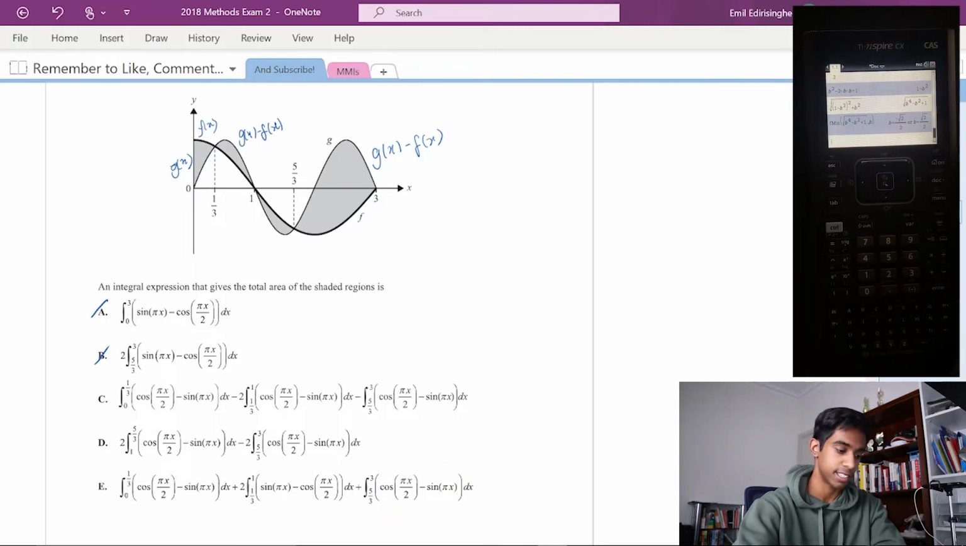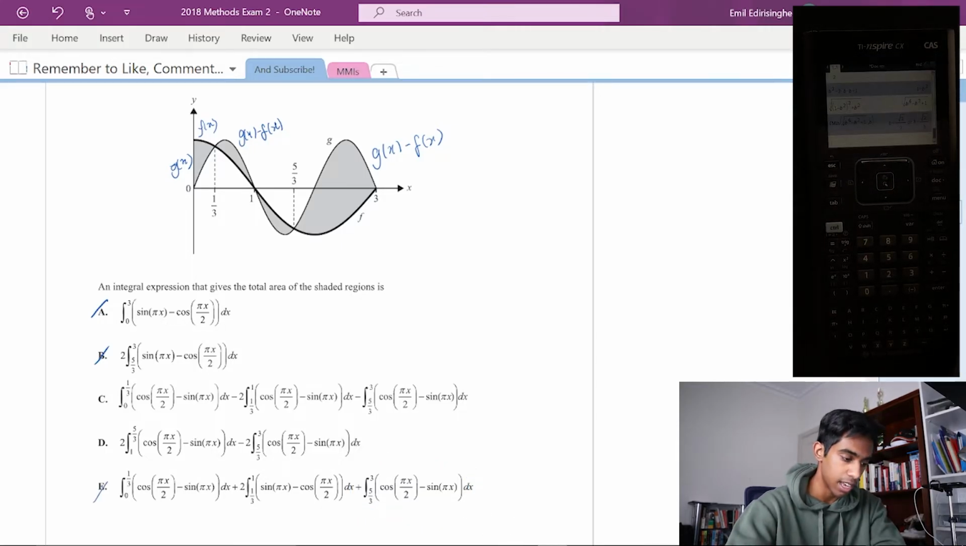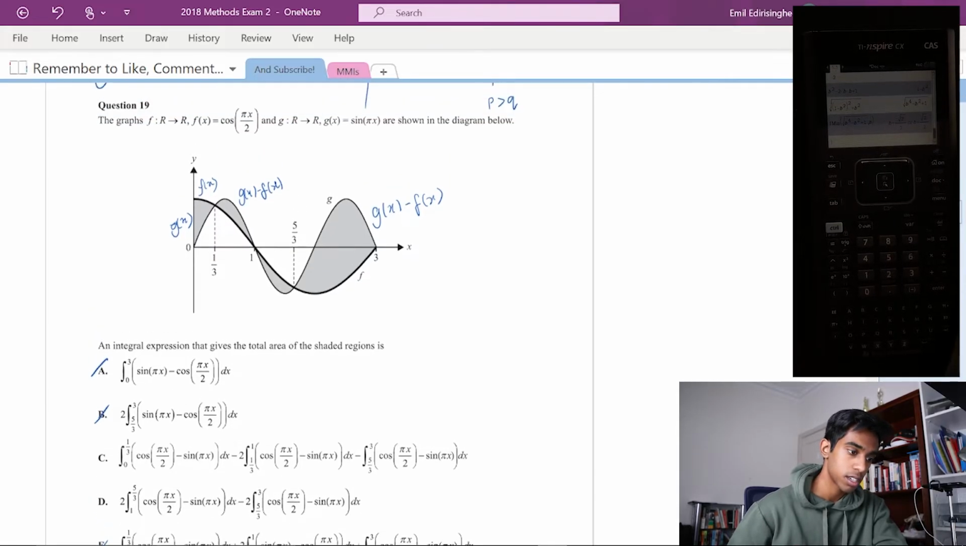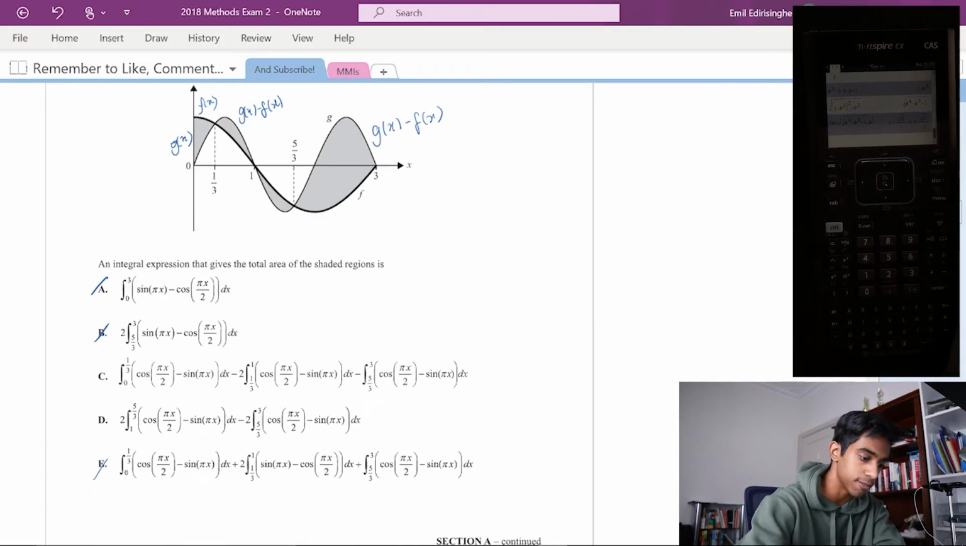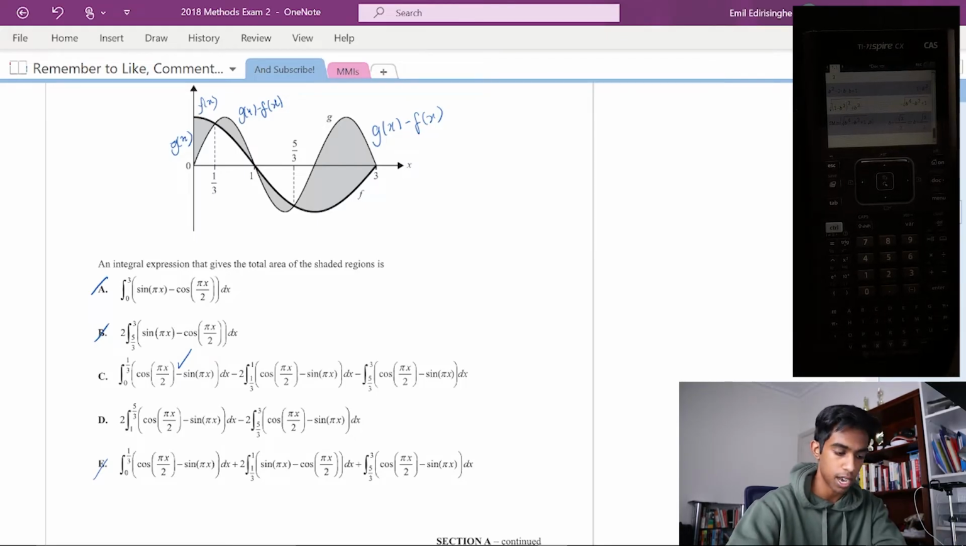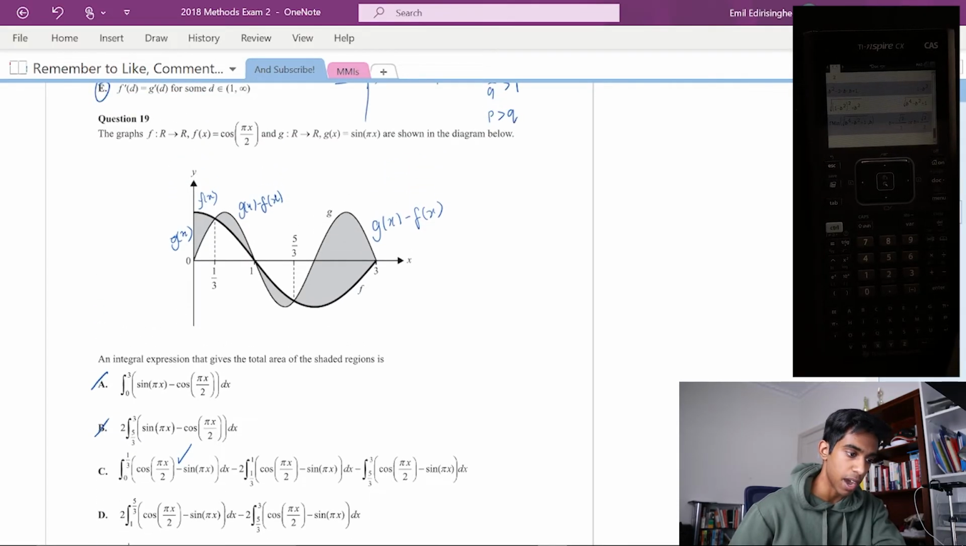So now we'll look at C, which is the next one that looks somewhat right. So we've got 0 to 3 of f of x minus g of x. So that is correct. So this part is right. Now we've got the next part, which is -2 times 1/3 to 1 of f of x minus g of x.